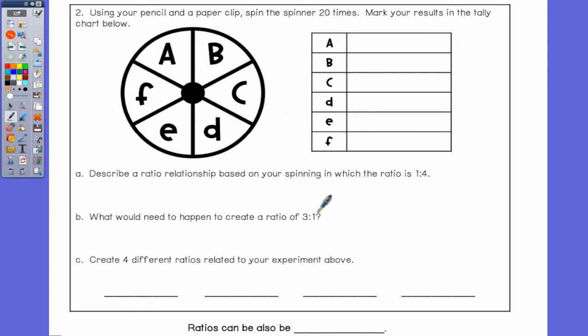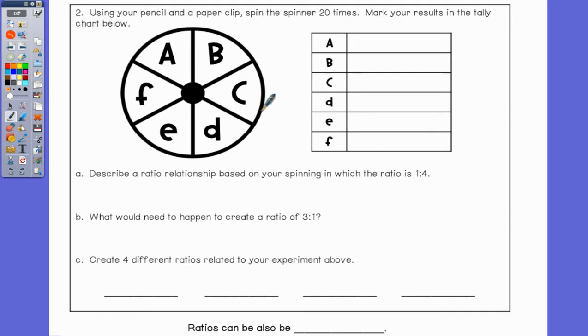What do you need to do for 3 to 1? And create different ratios from your experiment above. If you don't have a spinner, write them on cards. If you have a dice at home, 6 sides, just say 1 is A, 2 is B, 3 is whatever it is, do something 20 times, figure it out.